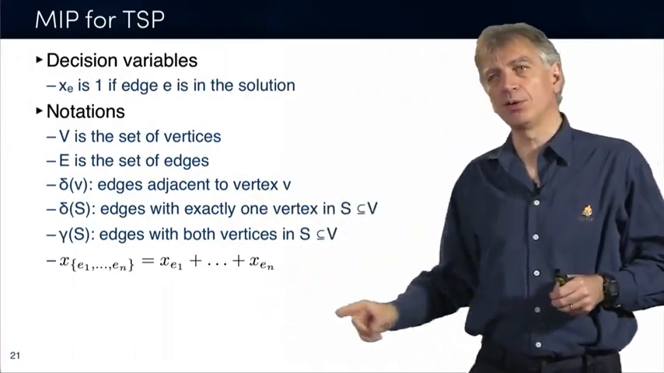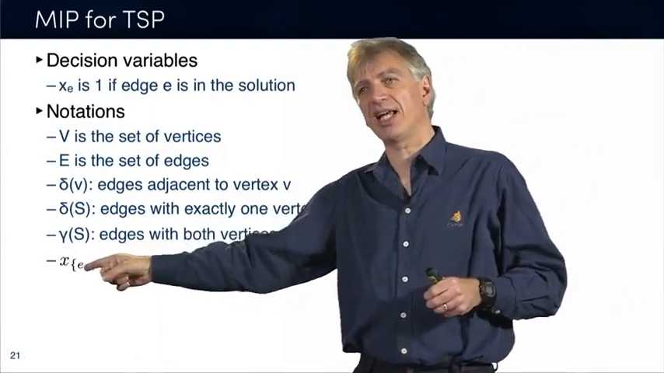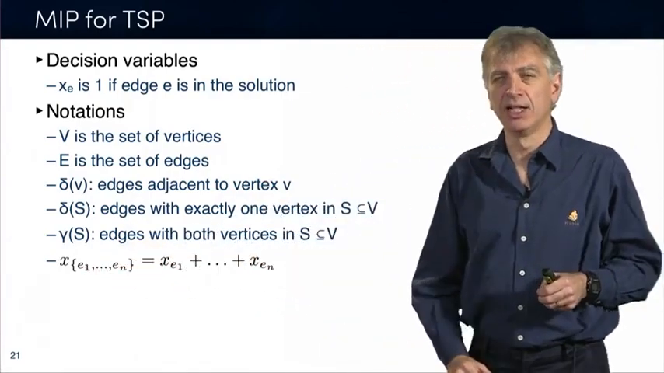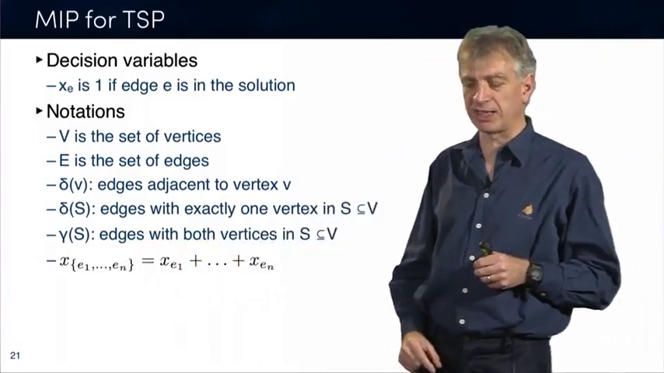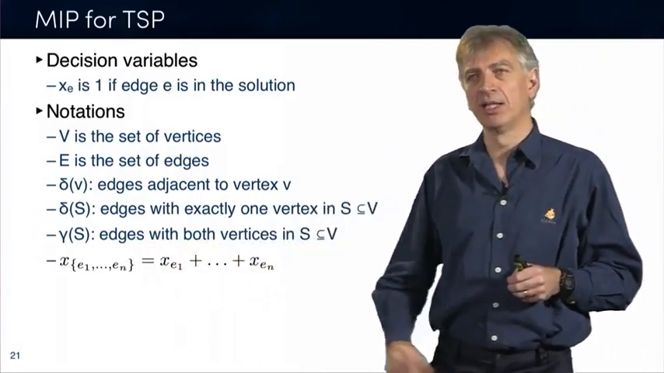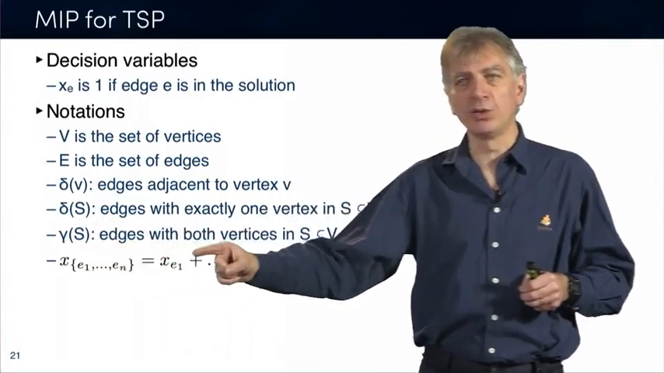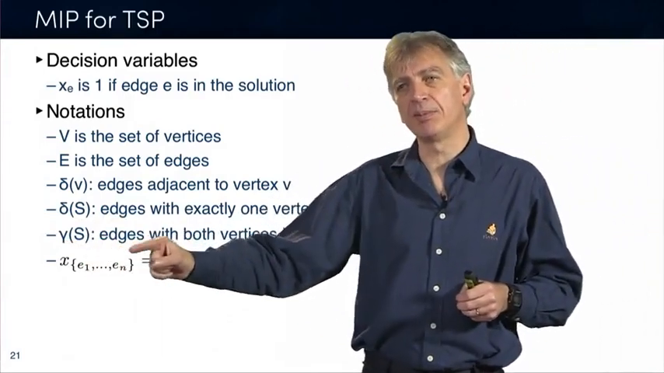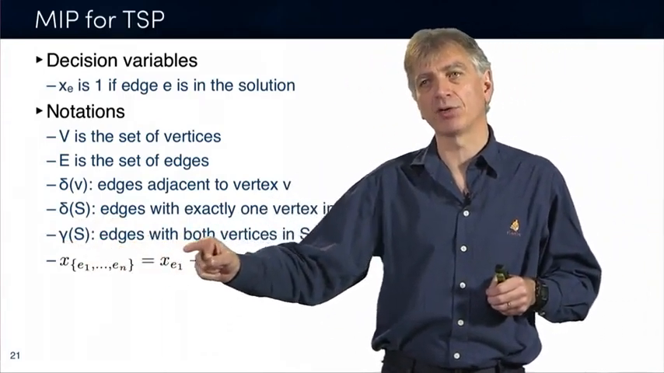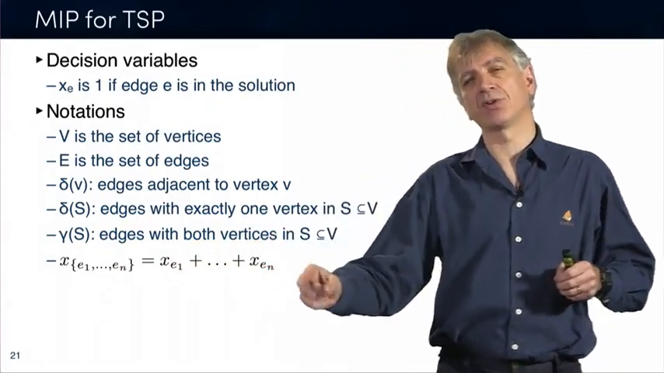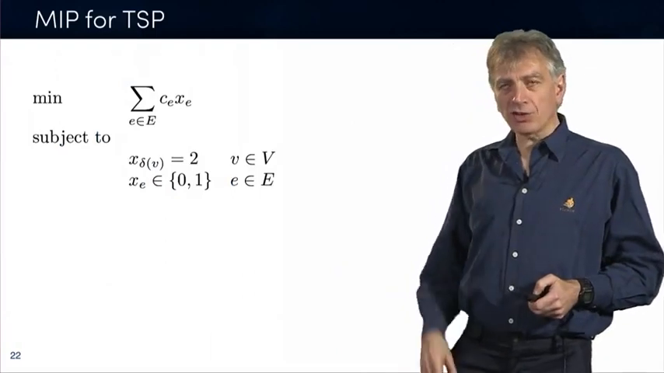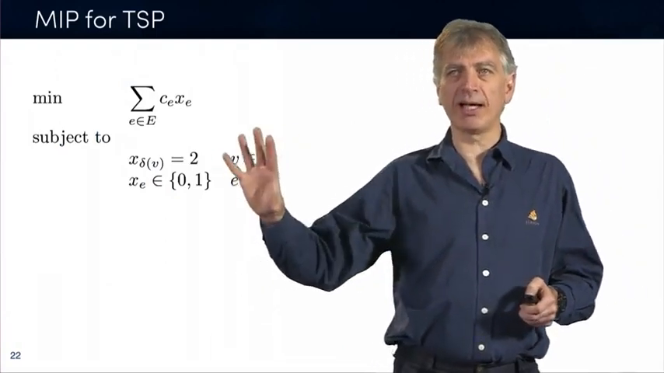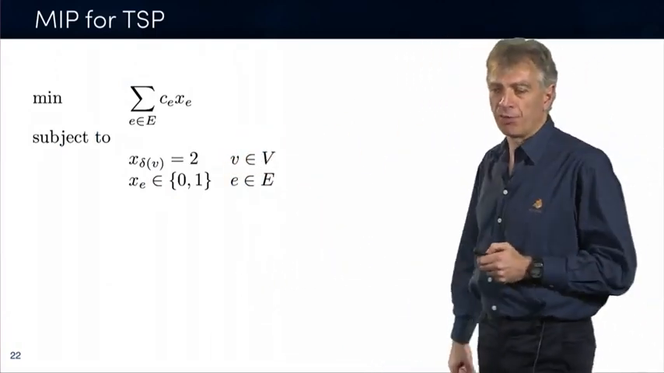Then we have another. We're going to say X and then a set of edges to denote the sum of the variables associated with every one of these edges. Okay, so when I say X of E1, E2, E3, and so on, that basically means the sum X for the first edge plus X for the second edge plus X for the last edge, and so on. Okay, so once we have this notation, this is how we can have a first MIP model for the TSP.